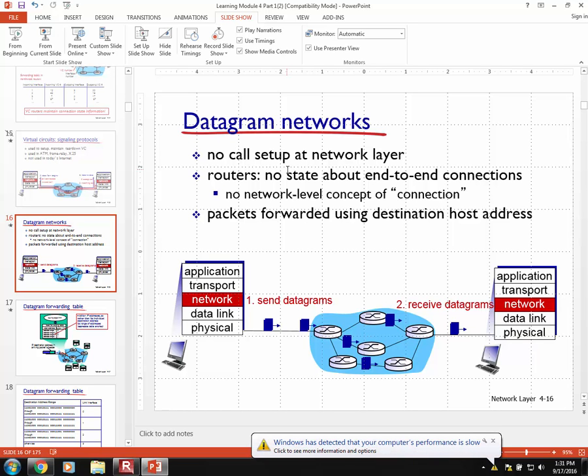So in a datagram network, unlike a virtual circuit network like an ATM or frame relay network, there's no call setup. And the routers aren't aware of any state about any end-to-end connections. They're just taking in datagrams as they are and forwarding them to the correct destination. It's really up to the higher levels of the protocol stack to set up a connection. It just knows it's receiving datagrams, it understands the network, and it knows where to send them.